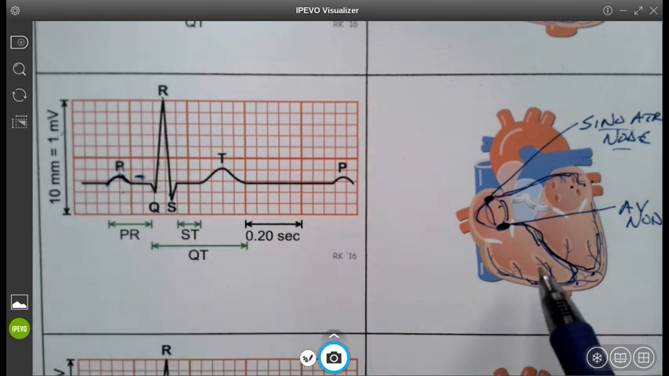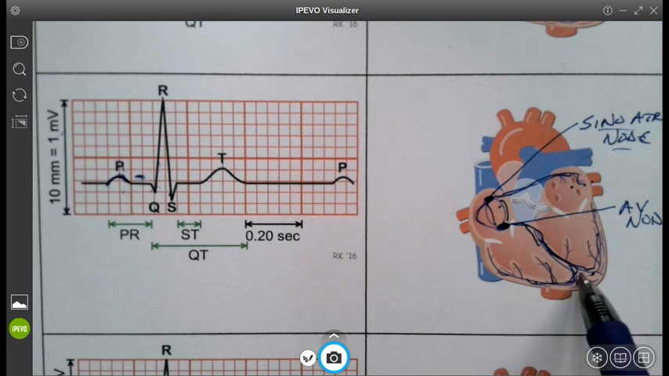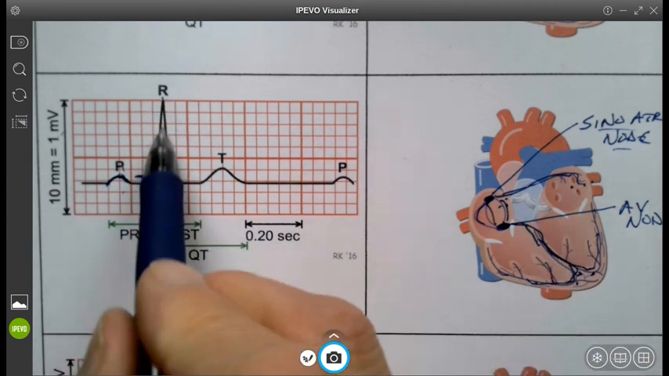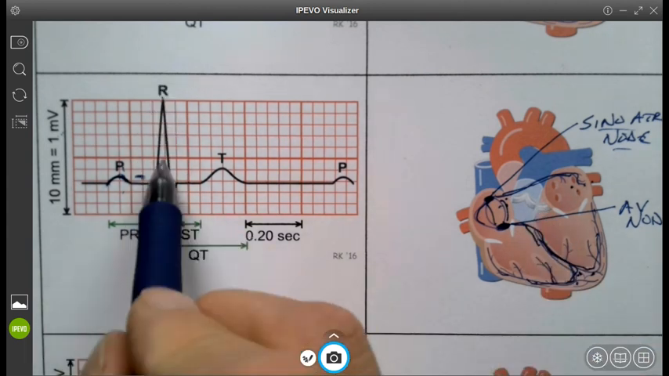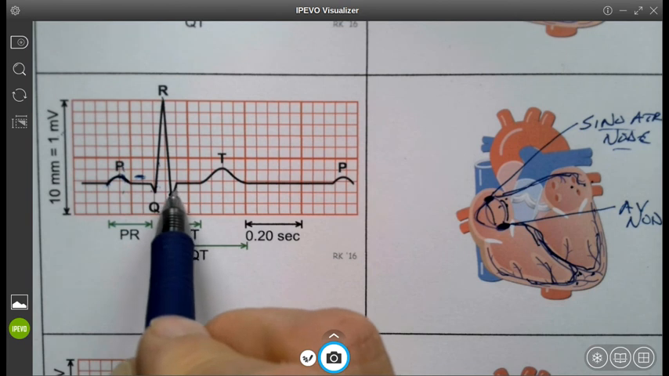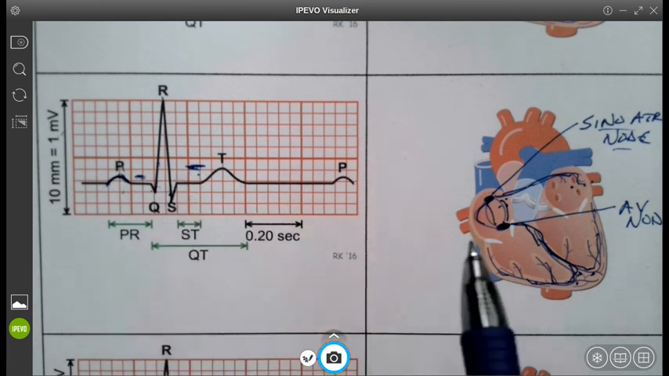Now, you can probably kind of guess that the muscle mass of the ventricles is big compared to the atria, so that's why we get this bigger blip. So this is when the ventricles depolarize. The ventricles actually contract right in this area here.